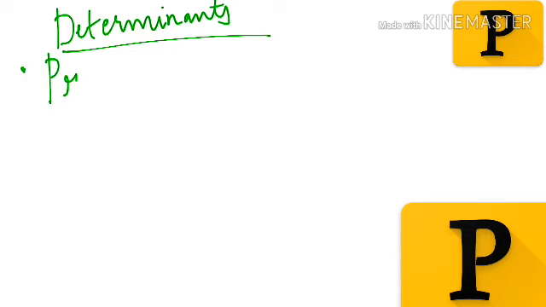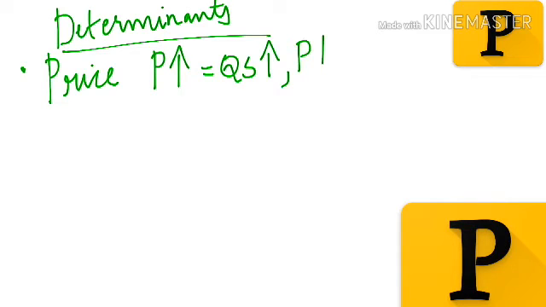Now let us see what are the determinants of supply. The first and the most important determinant of supply is the same as that of demand, that is the price. In the law of supply, we have seen that there is a direct relationship between price and quantity supplied. So when price increases, quantity supplied also increases, and when price comes down, quantity supplied also comes down.